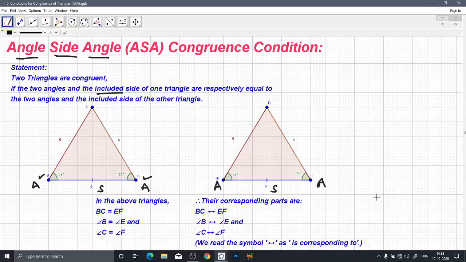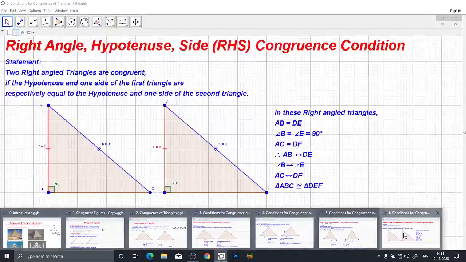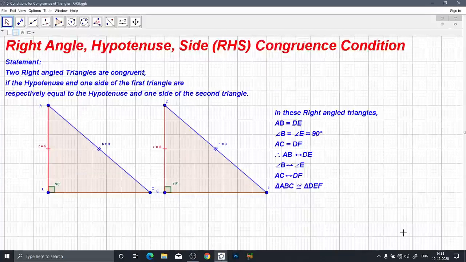So up to these three conditions, they explain about any type of triangle. But the fourth one is exclusively only for right angle triangles. The first three conditions, side side side, side angle side and angle side angle, explain about any type of triangle, but this fourth one is exclusively for right angle triangles.